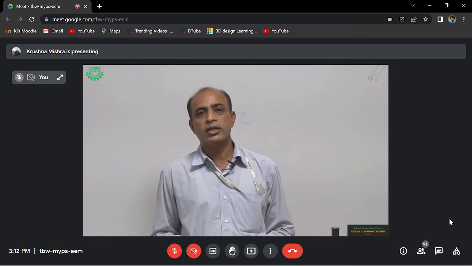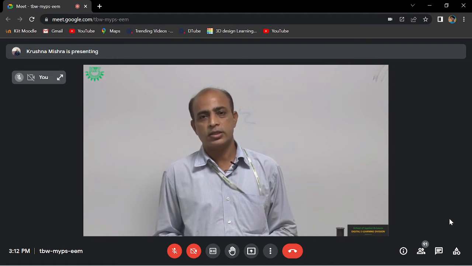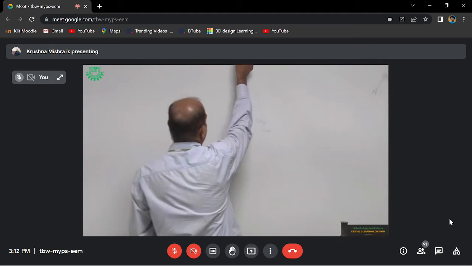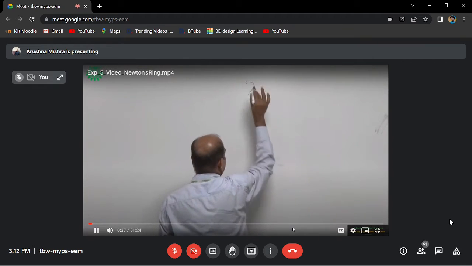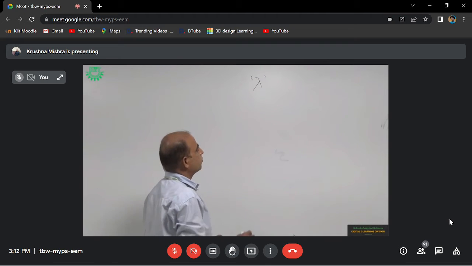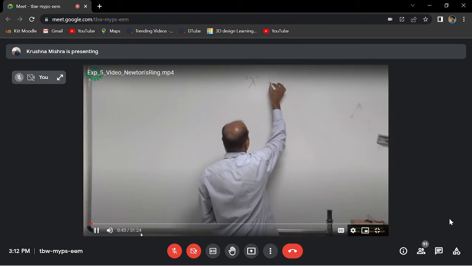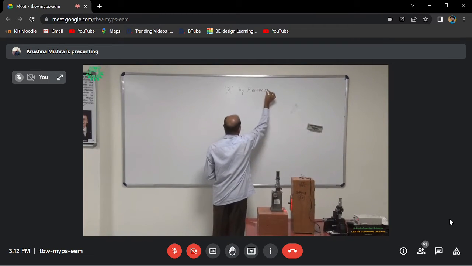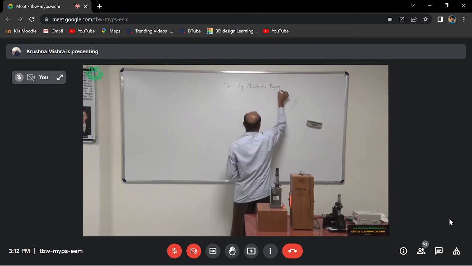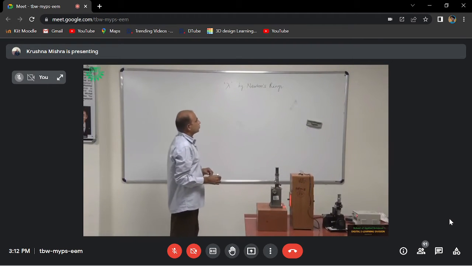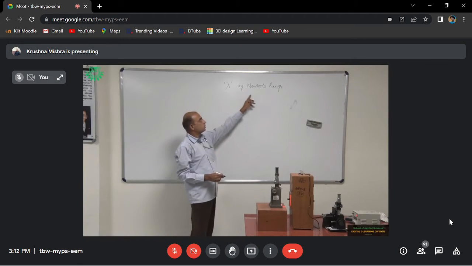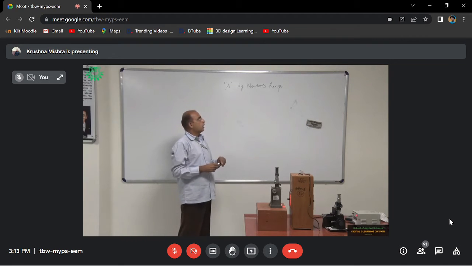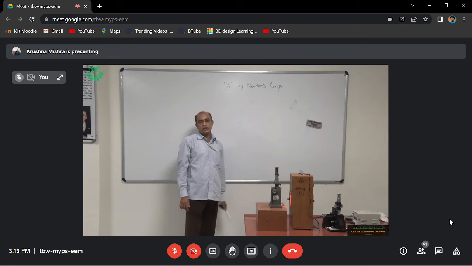That is, the wavelength of a monochromatic light by Newton's rings. So this is the experiment to determine lambda, that is the wavelength of this monochromatic light, by Newton's rings. This experiment is based on interference of light.